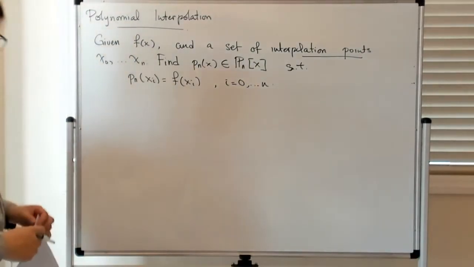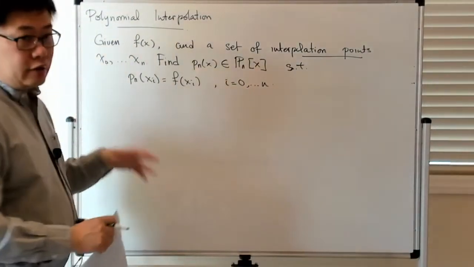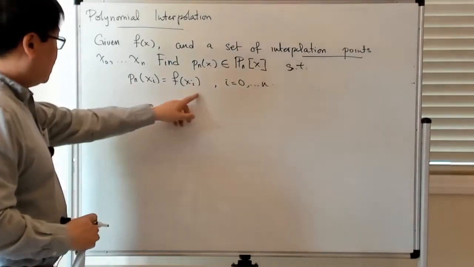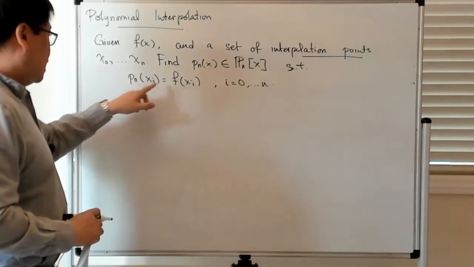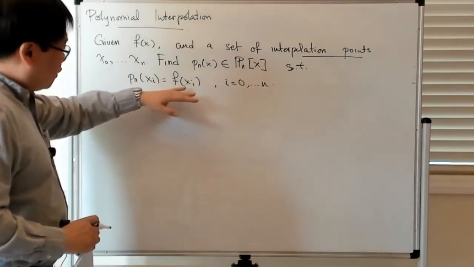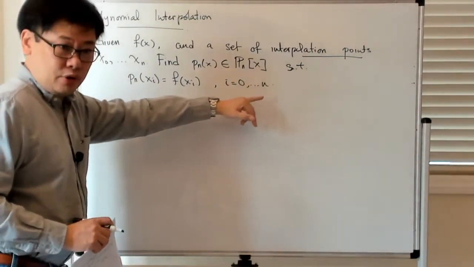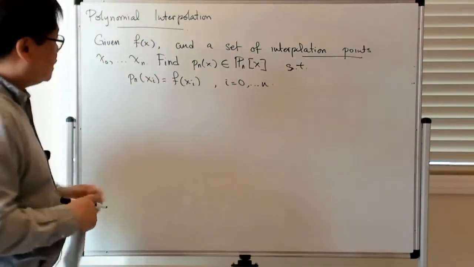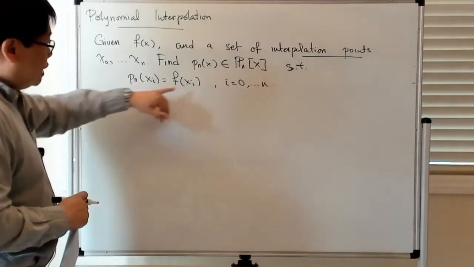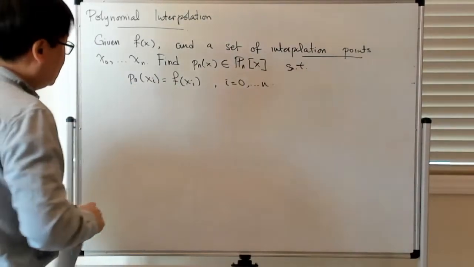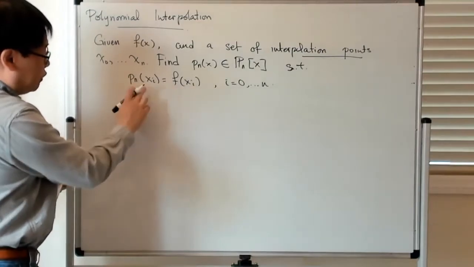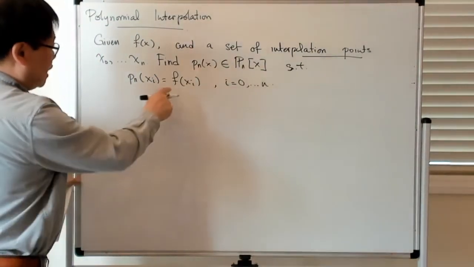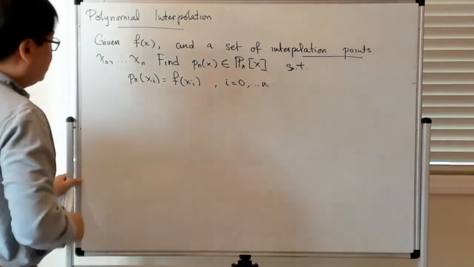And so let's think about that for a second. We know that if you have a polynomial of degree n, there are n plus 1 coefficients. The condition that Pn of x agrees with f of x at these n plus 1 points is conceivably enough data to uniquely specify a polynomial of degree n which has this interpolation property. So Pn of x interpolates f of x at those interpolation points.